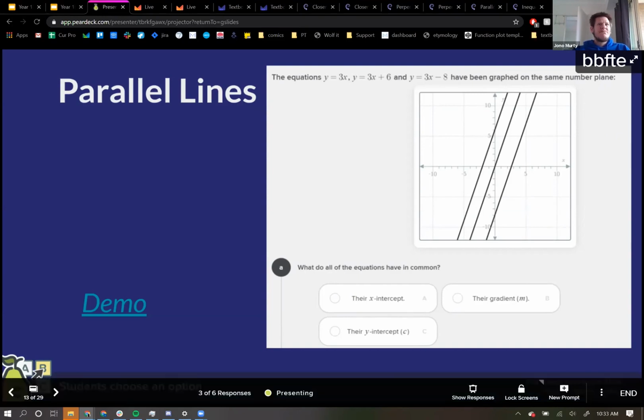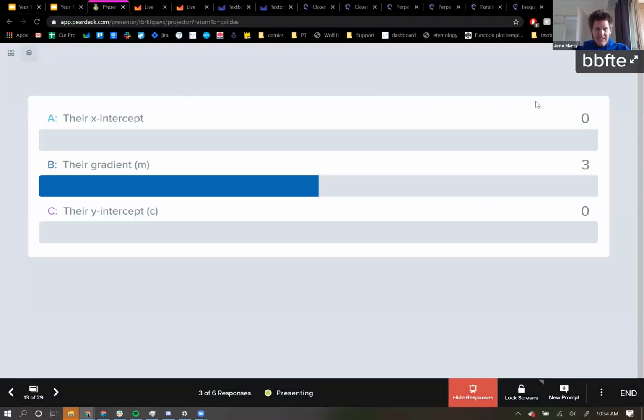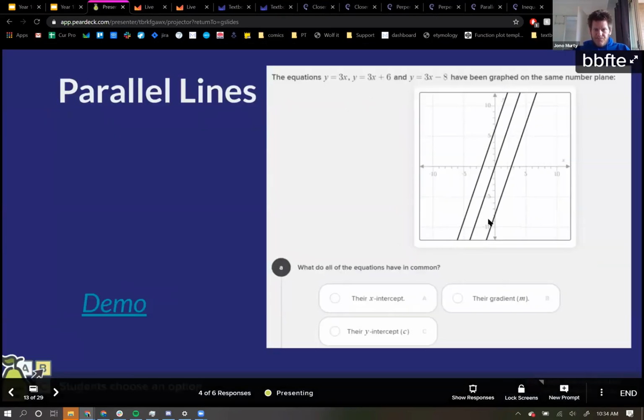Yeah, got 3 responses so far, all correct. So assume you're probably all on top of it. It's clearly the gradient. If we look at the lines, you can see they're parallel. So what that means is if 2 lines have the same gradient, they will be parallel. They'll never touch each other. They'll all keep going off in this same direction and never touch each other.